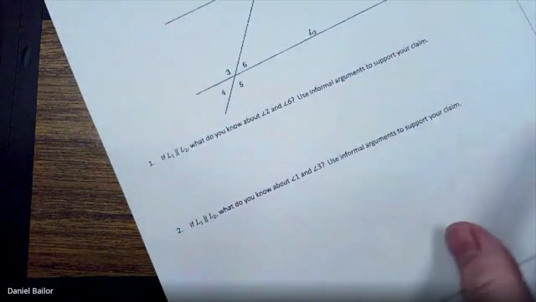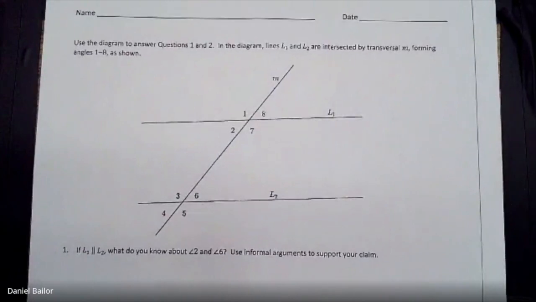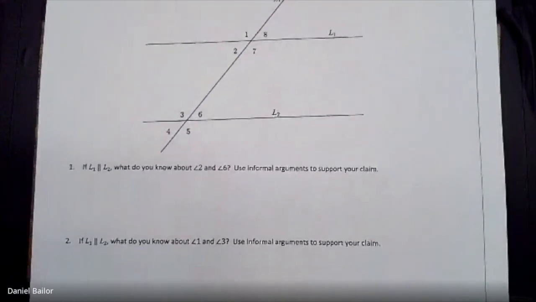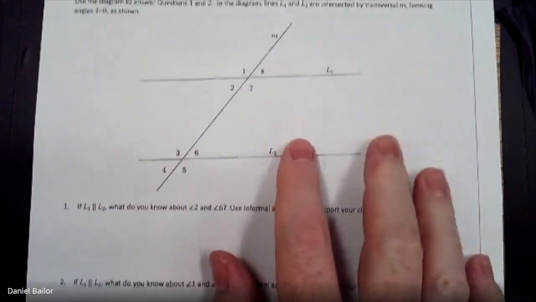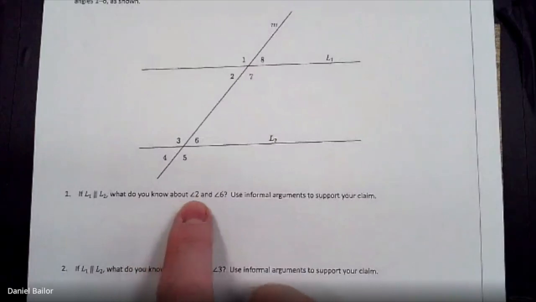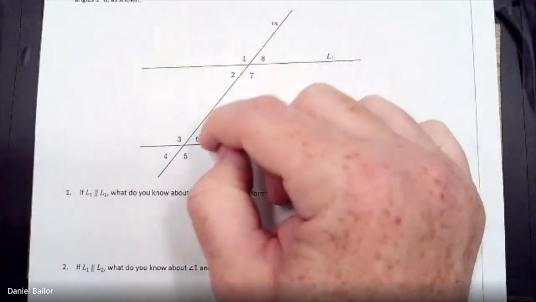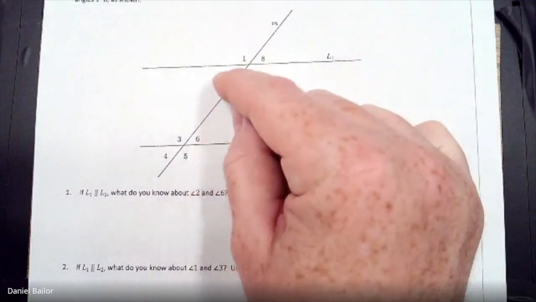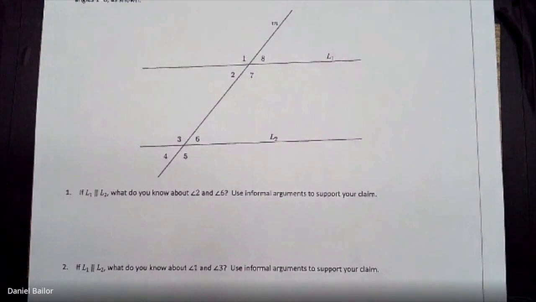Then finally, after you check your answers for the problem set, you are ready for the exit ticket. The exit ticket has 2 questions. It tells you L1 and L2 are parallel, and they are crossed by a transversal. And number 1 says, what do you know about angles 2 and 6? Tell me everything you know about angles 2 and 6. What vocabulary word describes them? And what does that tell you about their measures?